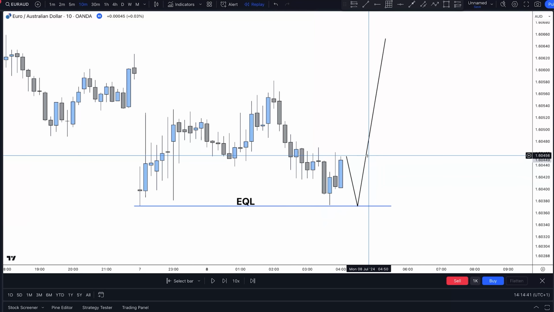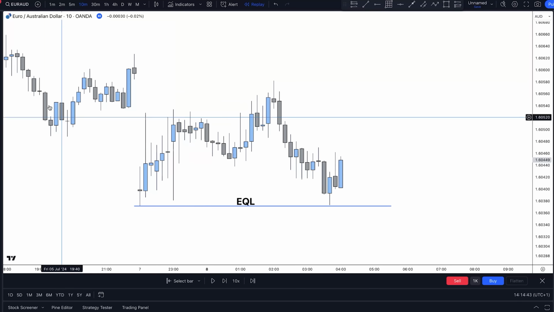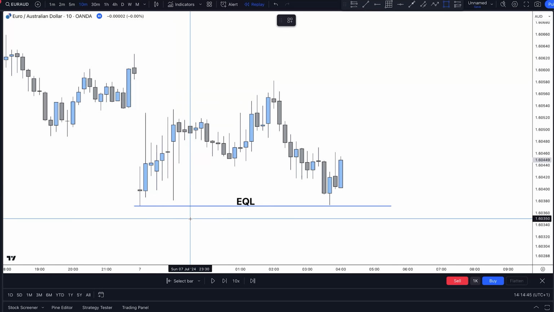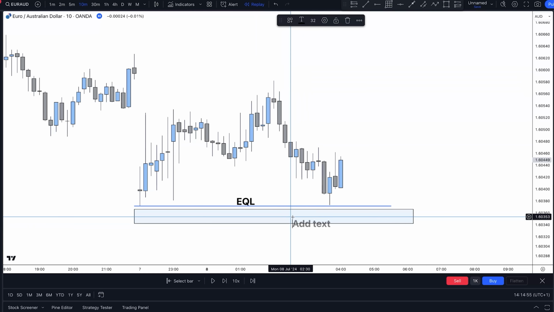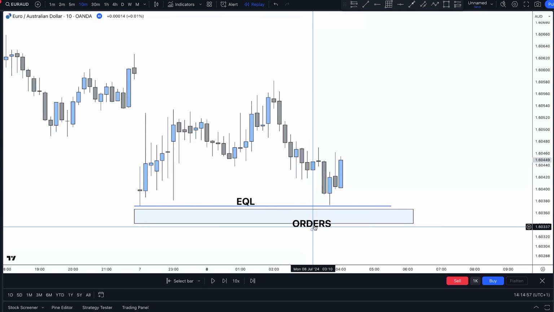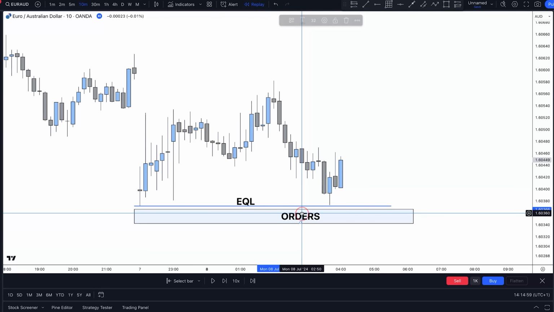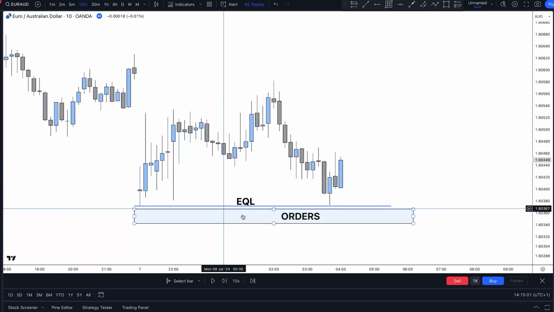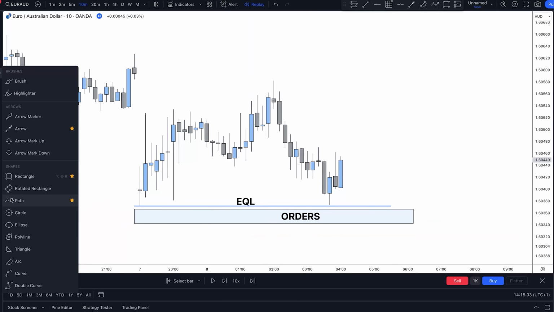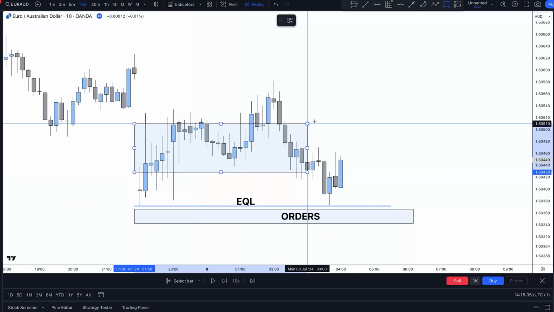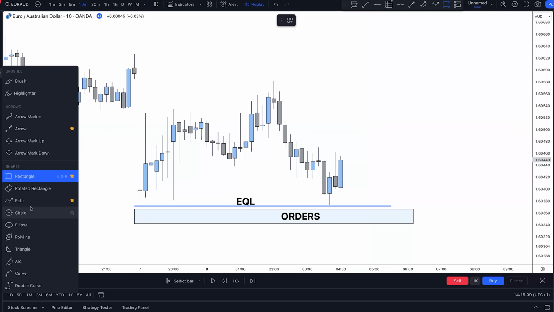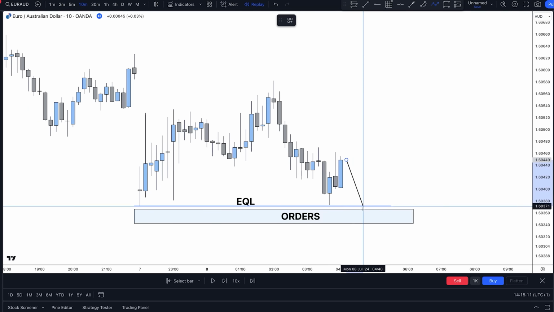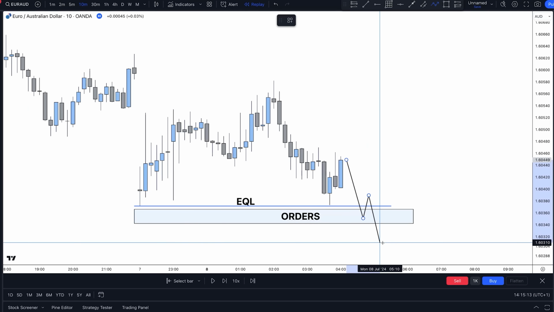But as liquidity traders with an understanding of this equal low and equal high liquidity, we know there is going to be a significant number of orders beneath this level. This is where the sell stops and the stop losses for buy traders are going to be situated. And because there is such a significant number of orders beneath this point, whereas, as we discussed previously, there will be less orders within the range, we can expect that the market is likely to sweep this level before any meaningful movement is to take place.